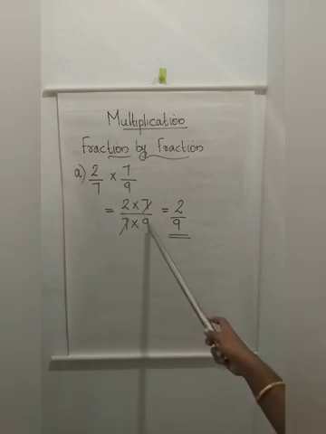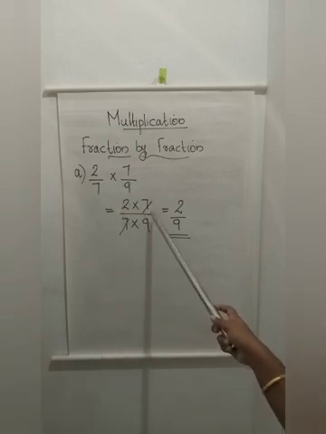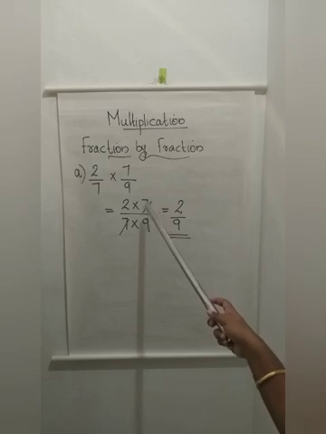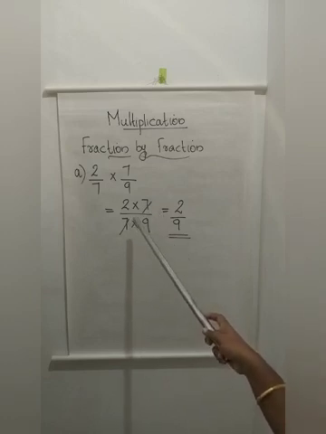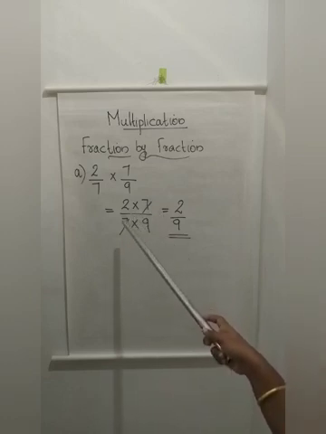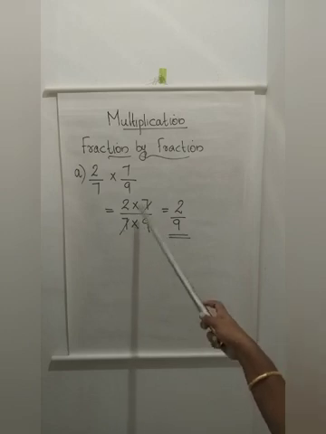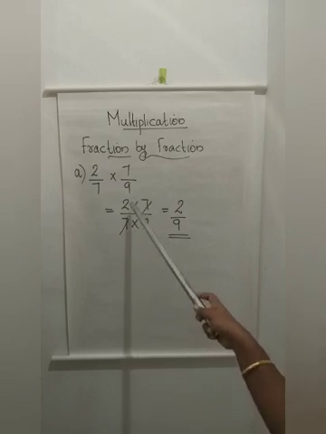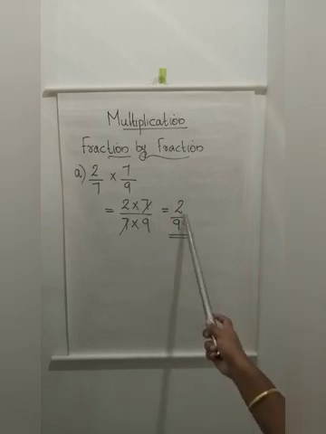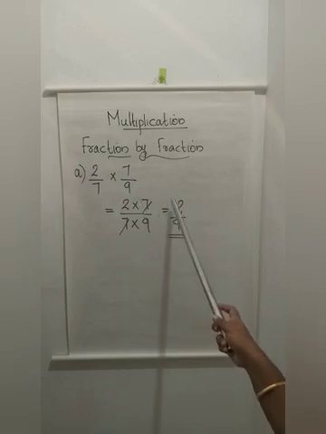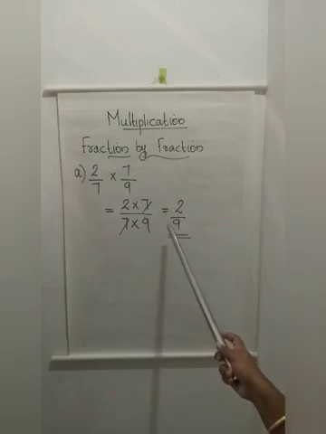So 7 into 9. Now checking for any common factors. Here directly, there is 7 and here there is 7. So no need of factorizing. We can cancel it directly. So cancel down the common 7. What is remaining? Here 2 and here 9. So the product we are getting is 2 by 9.